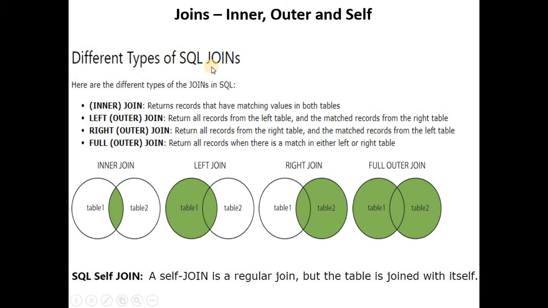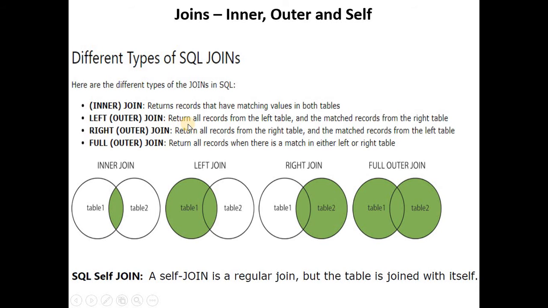Different types of SQL joins. Inner join. This returns records that have matching values in both tables. The inner join will return records that have matching values in both tables. That is to say, after joining two tables with the equality condition, it will only return those records or rows which have matching values for a particular column which is common in both tables.